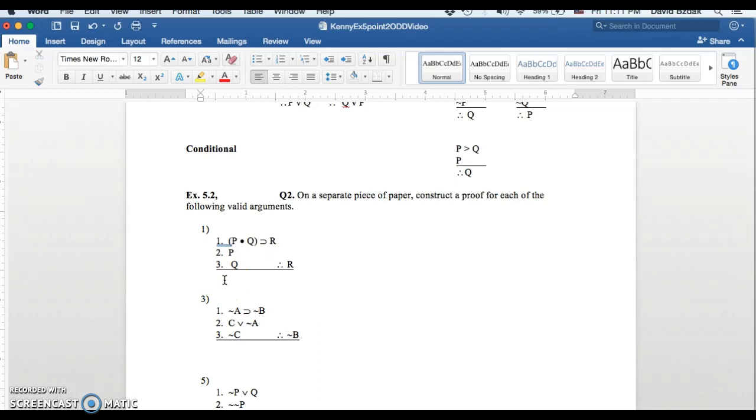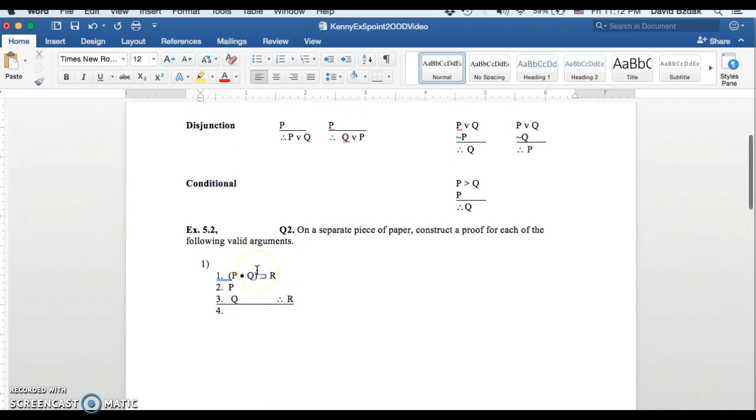Alright, so let's start with number one. Okay, so we've got three premises. This is a conditional. Then we have P by itself and Q by itself. Now to get R by itself, you might think we can just do conditional elimination. But to do conditional elimination, you need a conditional and the antecedent. So the antecedent of this conditional is P and Q. It's that whole thing, that whole conjunction. So we cannot apply the conditional elimination rule until we have the entire antecedent.